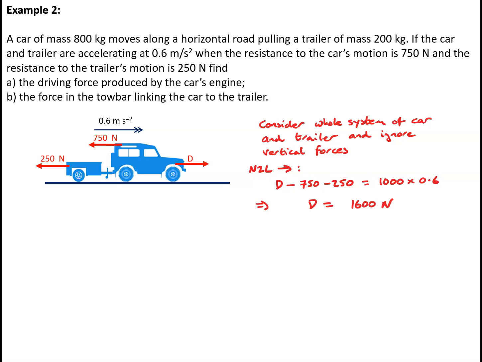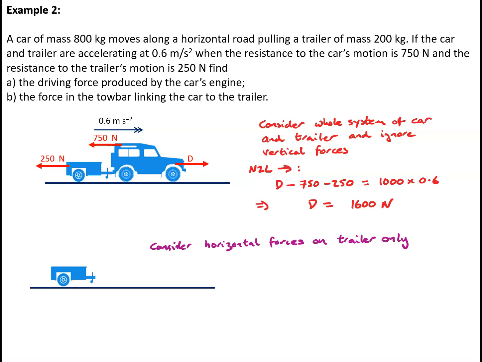If I want to find the force in the tow bar linking the car to the trailer, then I need to consider one of the components of the system separately. In this case, it's easiest just to consider the trailer. So if we just consider the trailer, the only forces actually acting on the trailer are the force in the tow bar, which is pulling the trailer along, together with the resistance force of 250 newtons. We know that the trailer is accelerating at 0.6 meters per second squared.